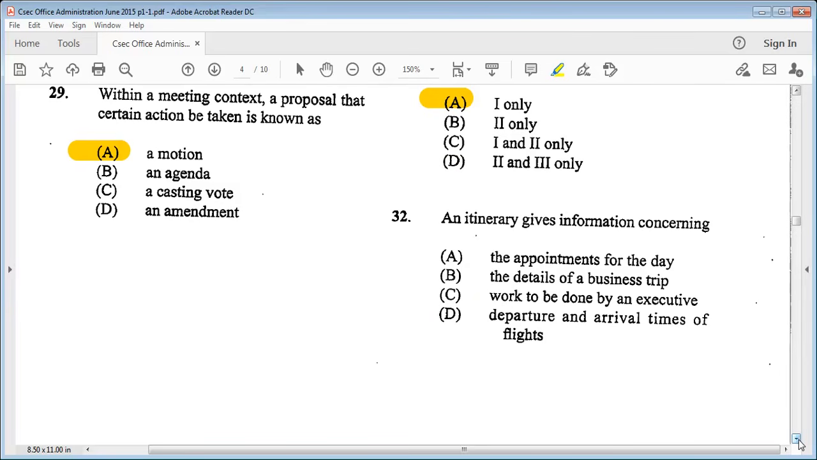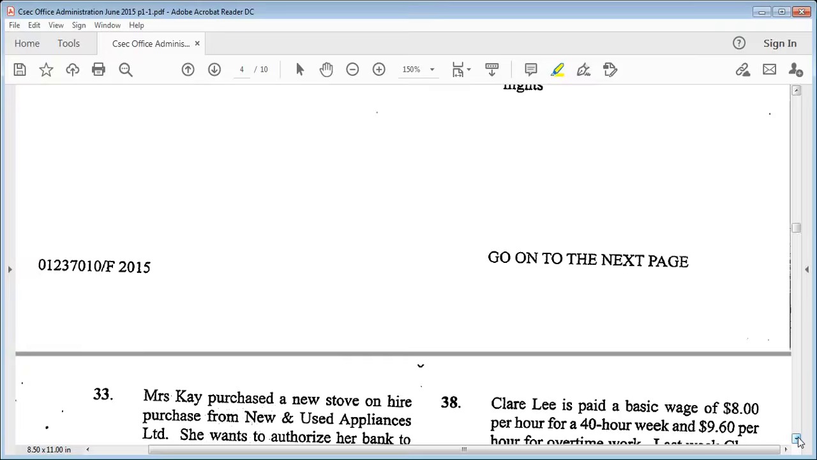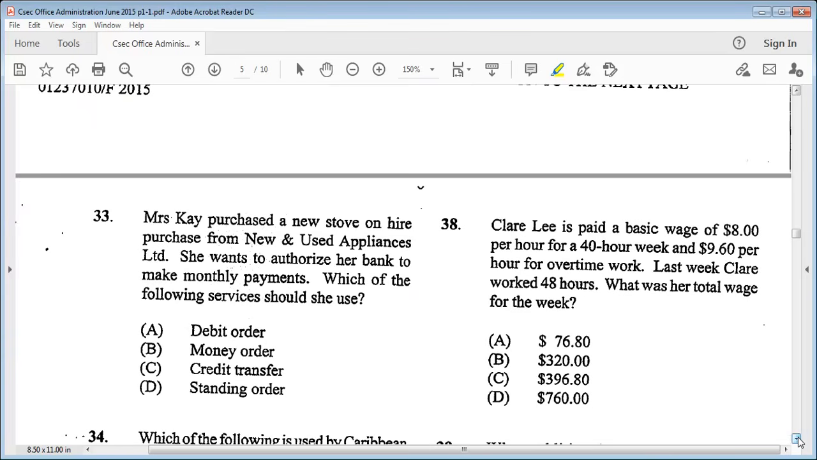An itinerary gives information concerning A, the appointments for the day, B, the details of a business trip, C, work to be done by an executive, or D, departure and arrival times of flights. We know that it is an itinerary. Answer is D. These are departure and arrival times of flights. Let's go on to 33.